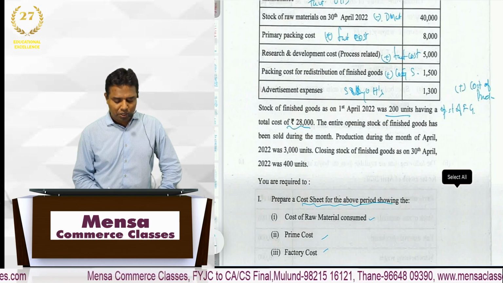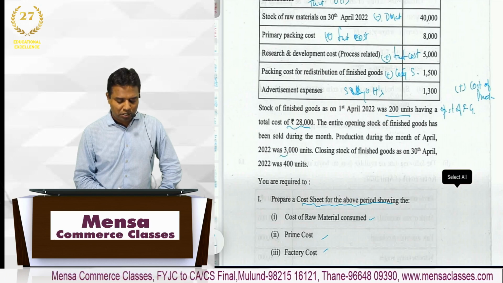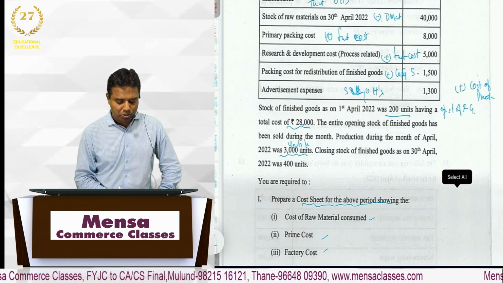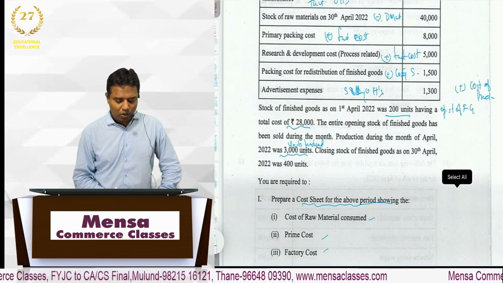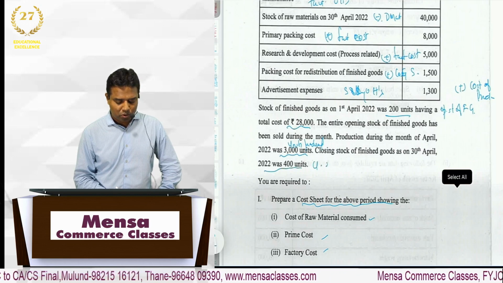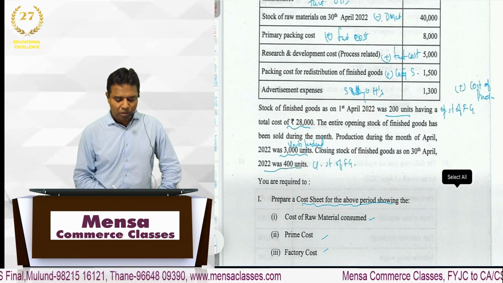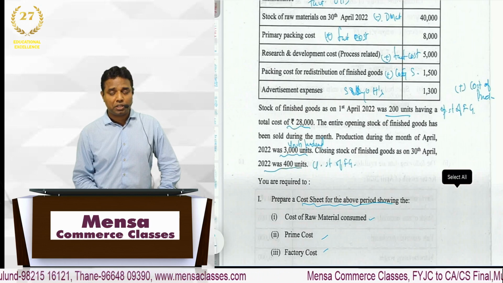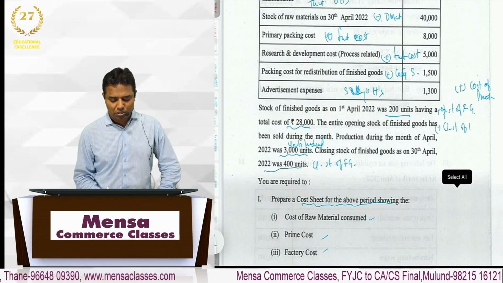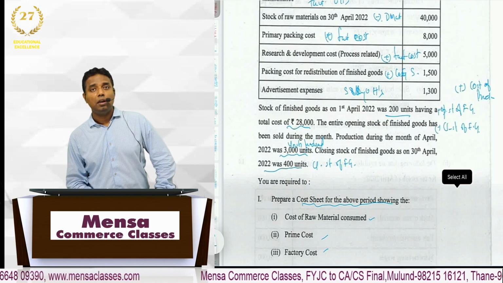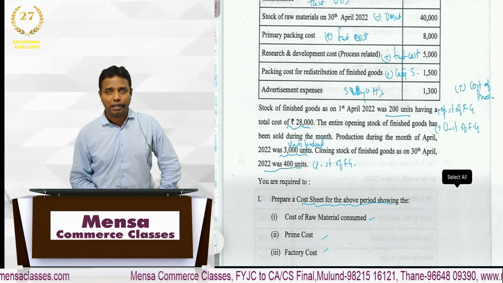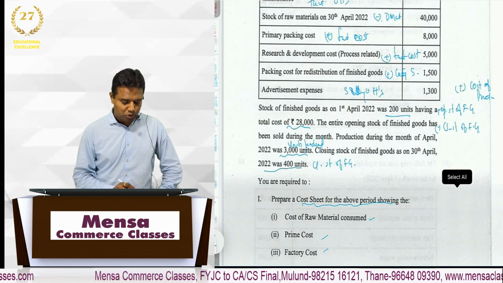The production during the month of April 2022 was 3,000 units. This is your units produced. Closing stock of finished goods on 30th April is 400 unit. This is closing stock of finished goods. So what we do, to cost of production you add opening stock of finished goods, you less closing stock of finished goods, right? Done. So this is how the whole process will be, right? Clear? And then you are supposed to make the cost sheet.